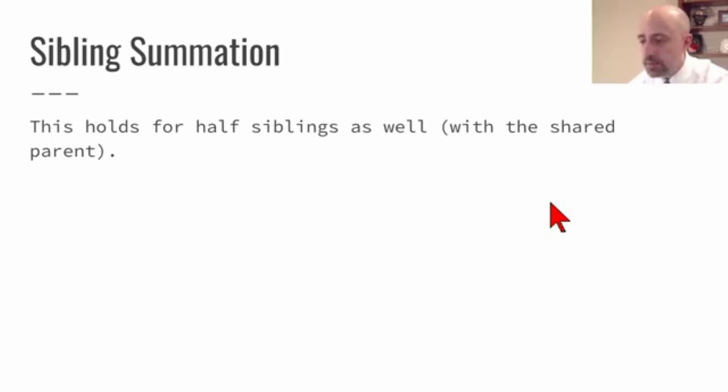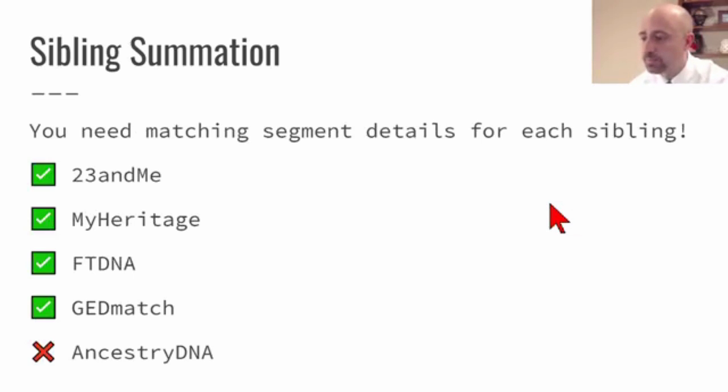And this concept holds for half siblings as well, with the shared parent. So if you have multiple siblings who all have the same mother, even if they don't have the same father, you can add together the DNA of the siblings to capture most, if not all, of the mother's DNA.